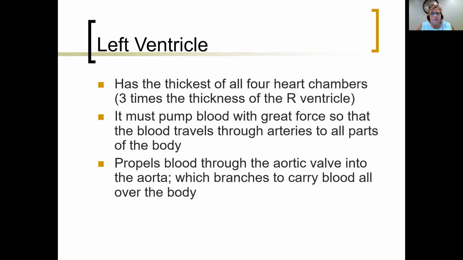It propels blood through the aortic valve. The aortic valve is number 12 on the diagram. Into the aorta. The aorta is up at the top. It's number 13. And remember I said there's an ascending aorta and then the aortic arch and then the descending aorta. And this aorta then branches to carry blood to your entire body through all of the arteries.